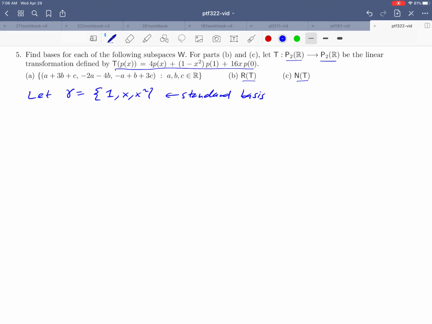The basis for second degree or less polynomials looks like 1, x, and x squared. To build our matrix, we just need to take those three basis elements, substitute them in one at a time, and see what we get.